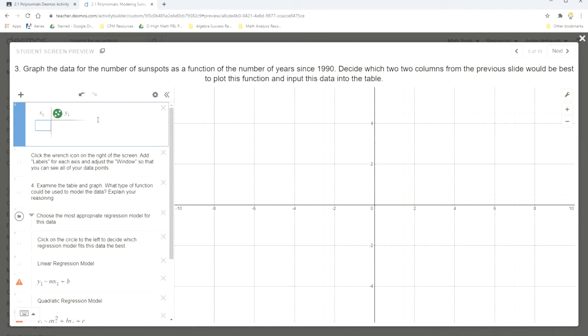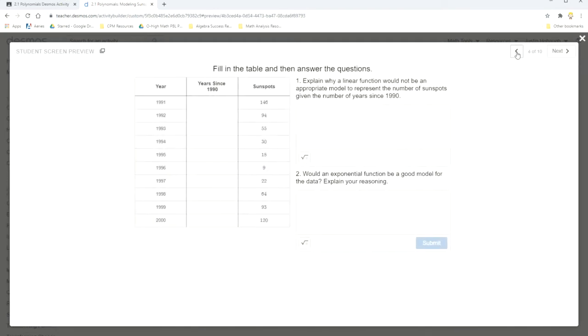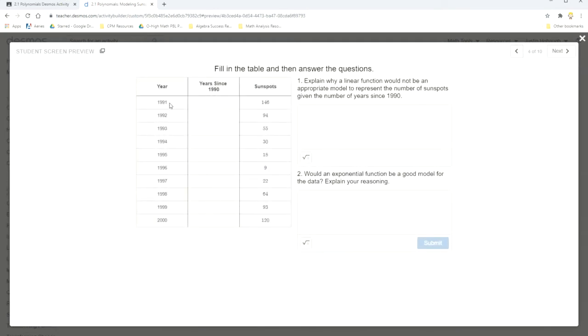So first of all, in this slide, we are asked to graph the data for the number of sunspots as a function of the number of years since 1990. Decide which two columns from the previous slide would be best to plot this function and input this data into the table. So looking at the previous slide, we have the years 1991, 1992, and so on. We have the years since 1990, which we should have filled in as 1, 2, 3, 4, 5, 6, 7, 8, 9, and 10. And we have the number of sunspots in those years, right?